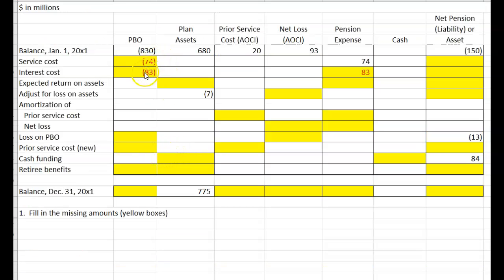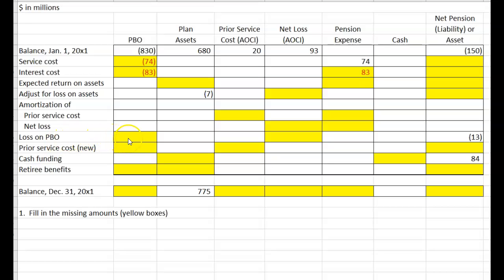So the current year interest cost is $83 million, calculated as $830 million times the actuary's discount rate of 10% equals $83 million. That increases the PBO, so we have to credit the liability, PBO, and we need to debit the expense, pension expense, $83 million.